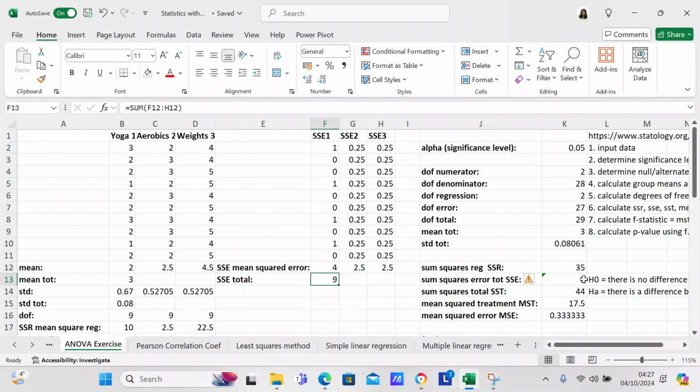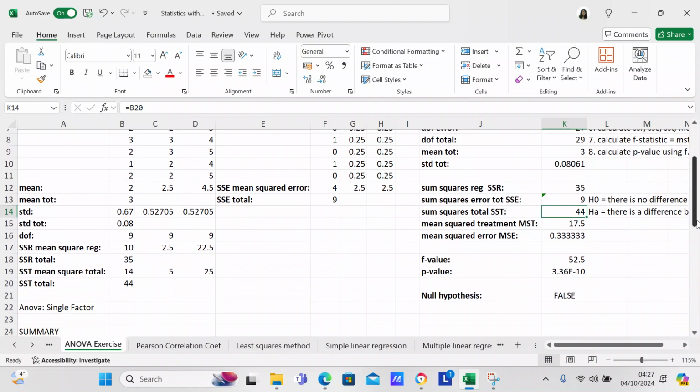So you've got your 9 here. We just copied that over. And you've got your total sum of squares is 44. So here's your total sum of squares. It's going to be B17 plus F12. And then you've got C17 plus G12. And you've got D17 plus H12. And then you've got the SST, sum of squares total, is F18 plus F13.